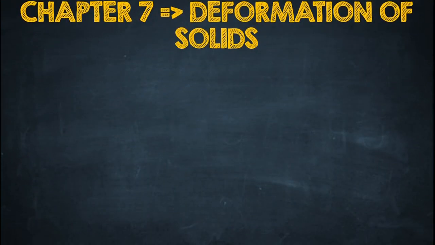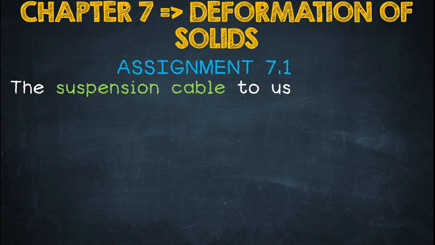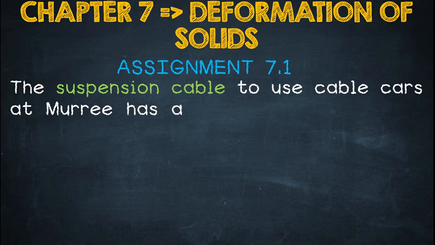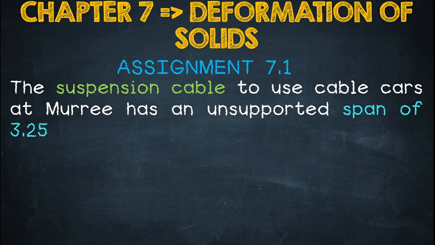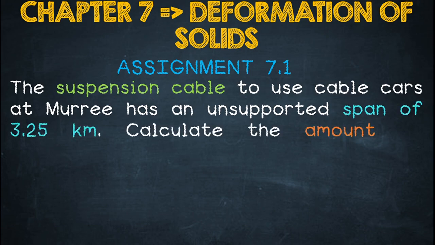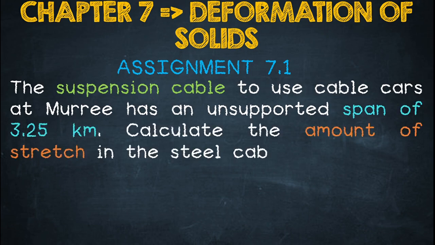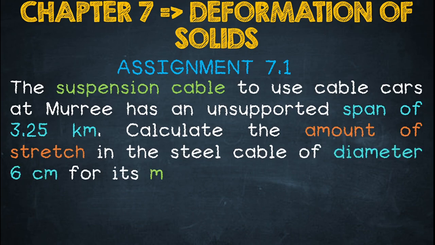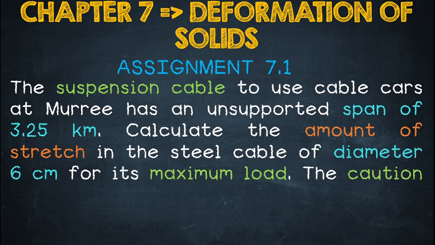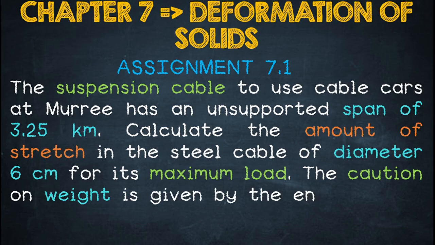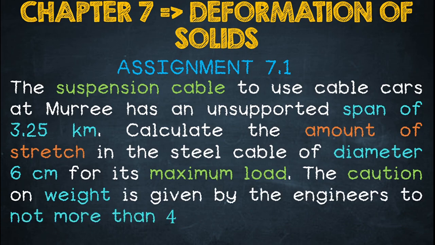In assignment 7.1, the statement is: the suspension cable to use cable cars at Murree has an unsupported span of 3.25 kilometers. Calculate the amount of stretch in the steel cable of diameter 6 cm for its maximum load. The weight is given by the engineers to be not more than 4 into 10 raised power 6 Newton.